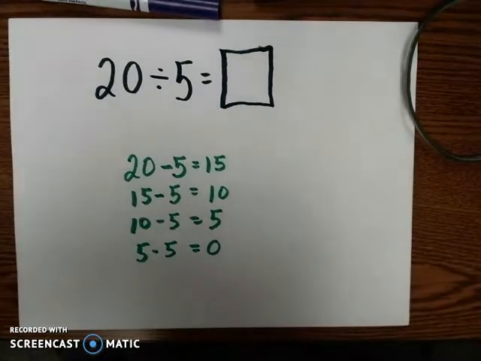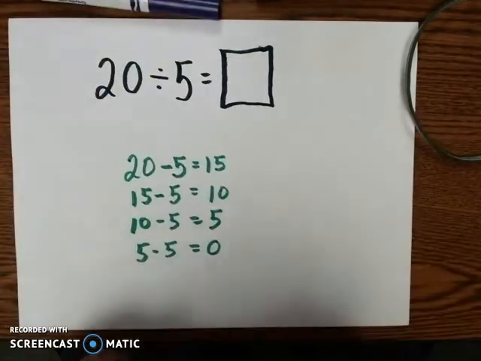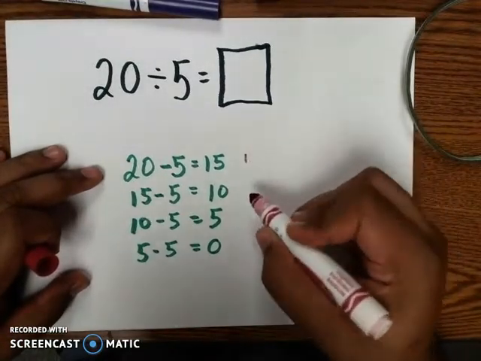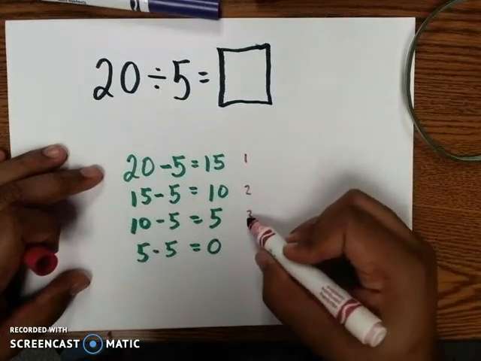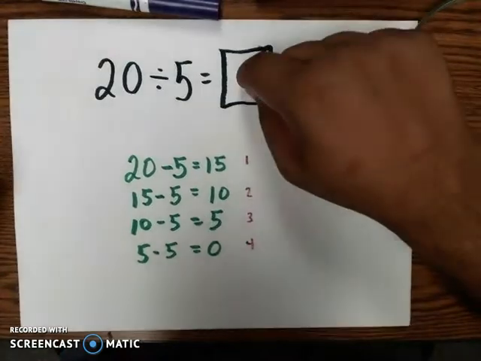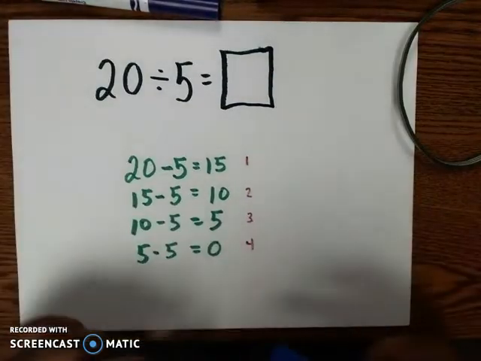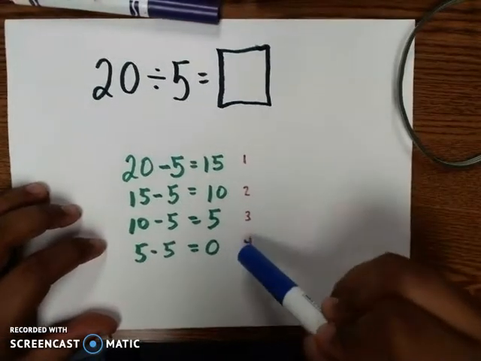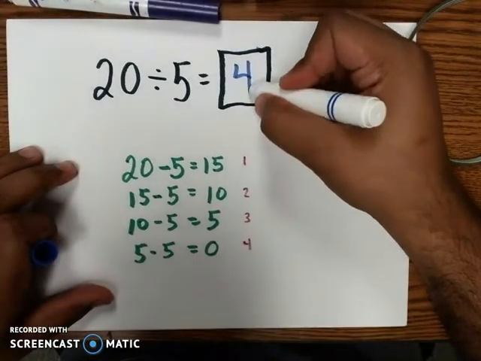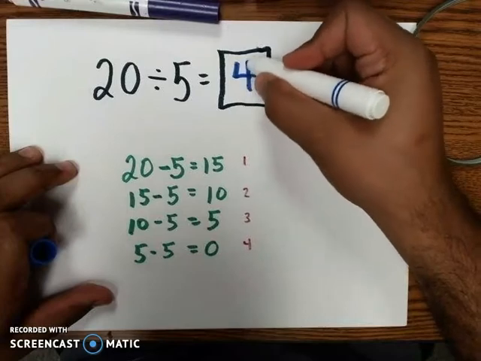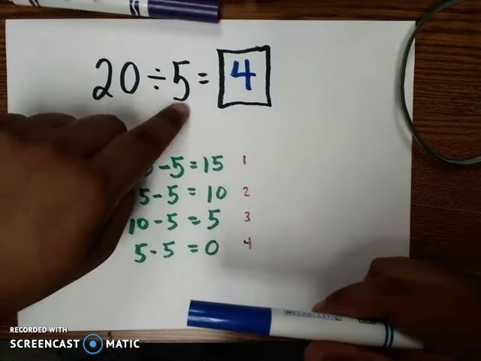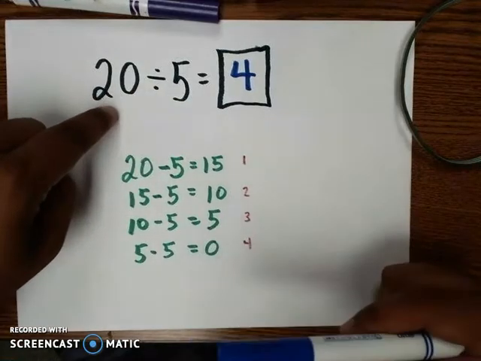Now what we're going to do is count how many of these we have. So we have 1, 2, 3, 4. So what do you think is going to be our answer that goes right into here? Can you take a guess? Right, it is 4, because that's how many times this goes into that. That's the number of times that 5 can go into 20.